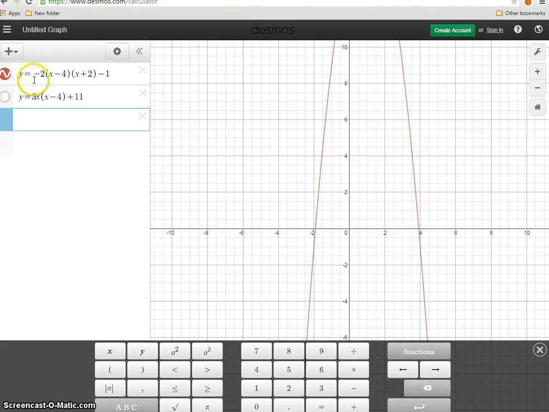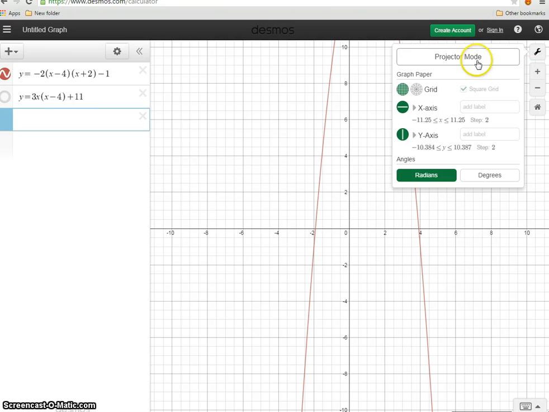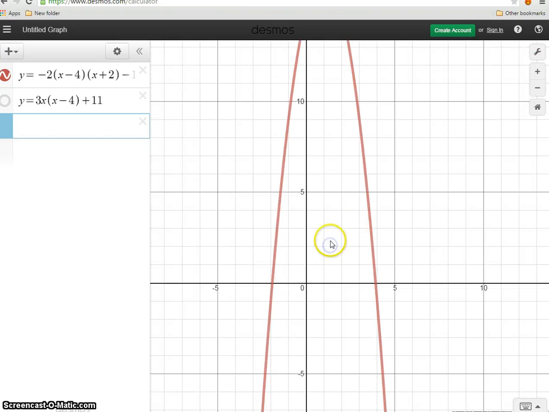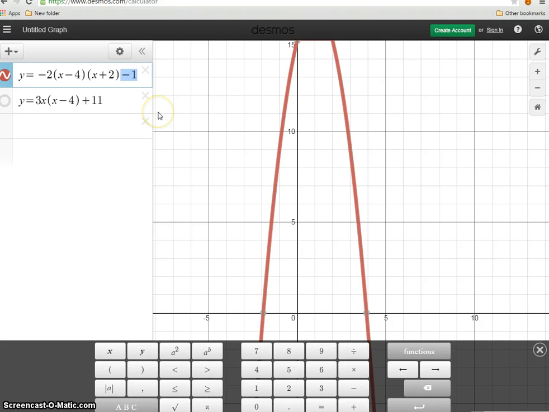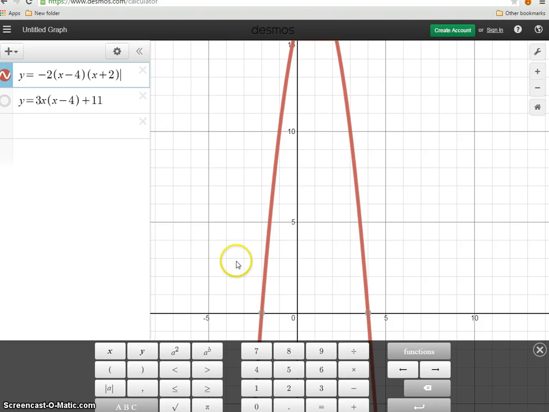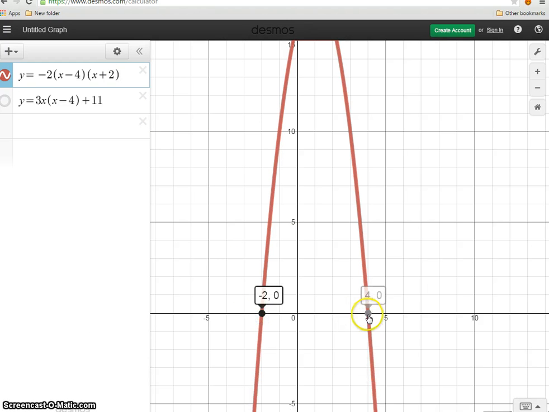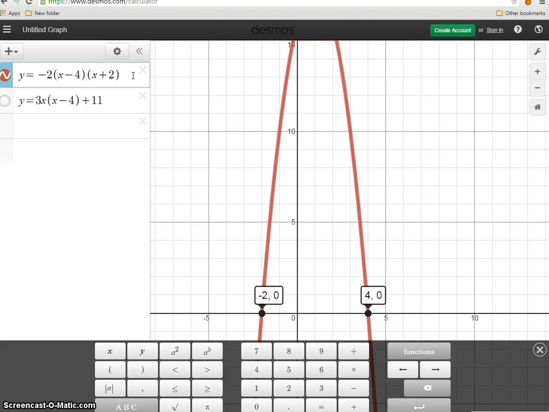So the first one I have is negative 2 bracket x minus 4 bracket x plus 2 minus 1. So it starts off looking like factored form with your a value out here, your two factors, but this minus 1 here is hanging around. So let's think about what kind of difference that actually makes on the graph. Now, if this minus 1 were not here, this would be factored form, and we would have zeros at negative 2 and positive 4, which we can see right from our factors. But this minus 1 changes things.